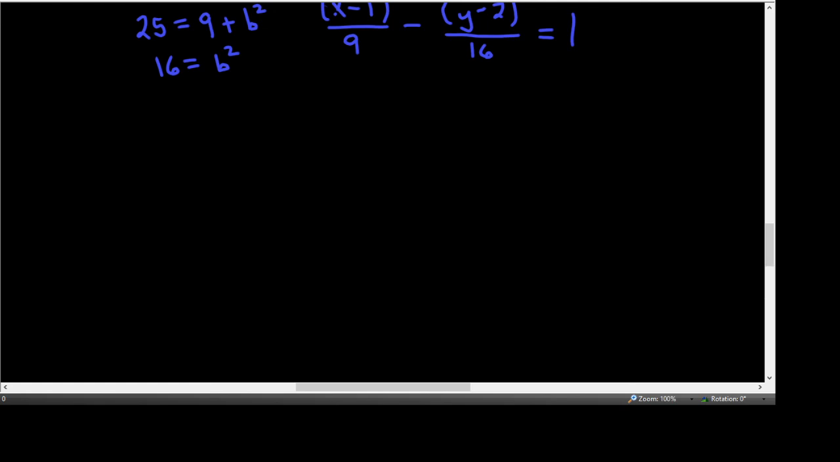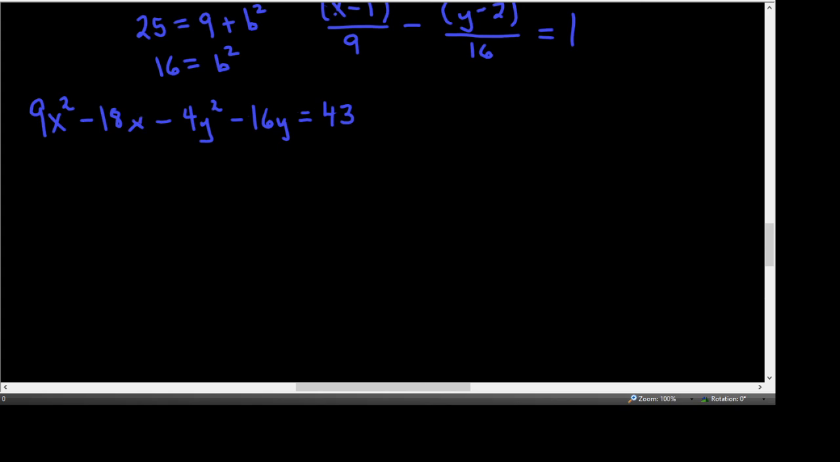All right, so here's the equation. 9x squared minus 18x minus 4y squared minus 16y equals 43. This is already in the form I would want to start with. The either x or y, whichever one is given first.